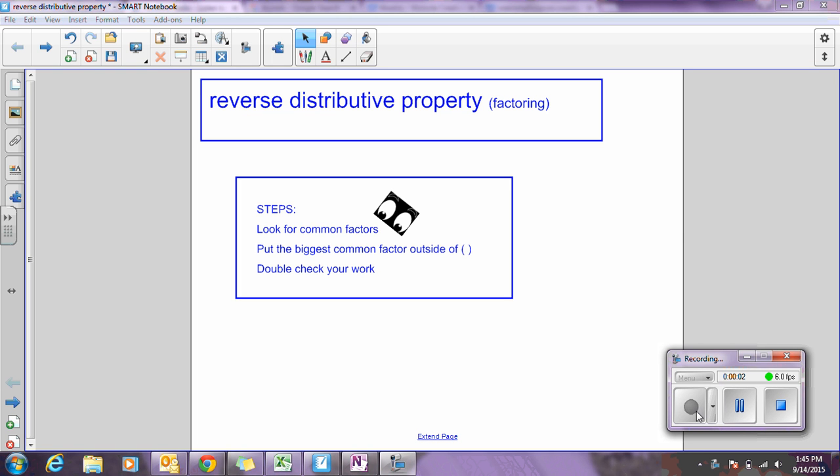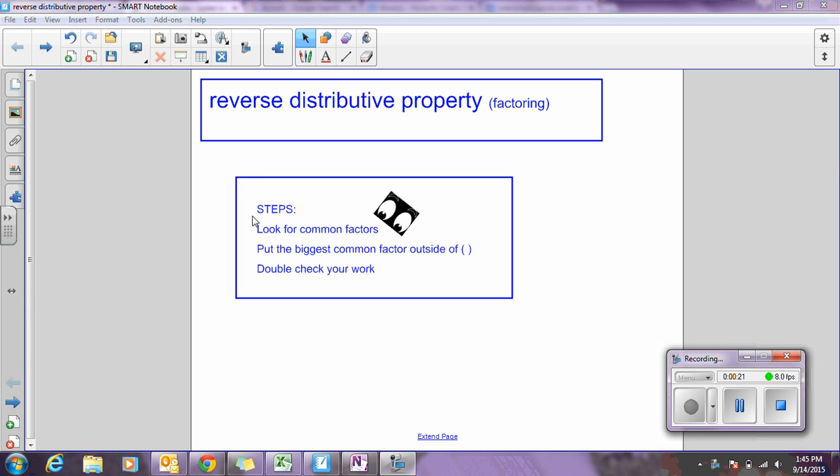Hello, here's a little help with the reverse distributive property, or I like to think about it as factoring. When we are using the reverse distributive property, we are trying to find out what numbers all the terms have in common and put them on the outside of parentheses.